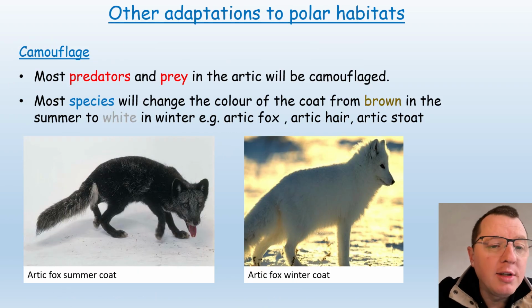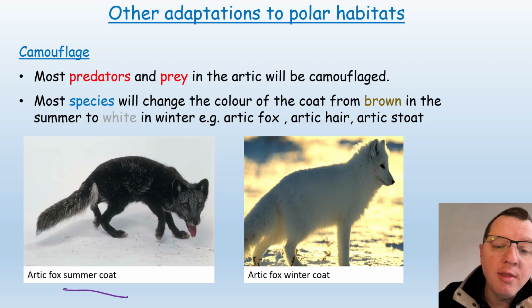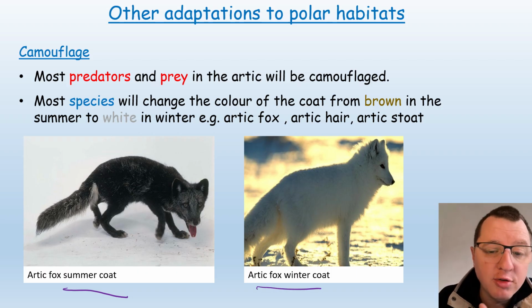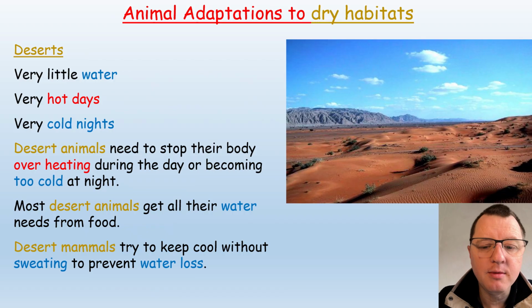Camouflage is another adaptation that animals often use, and most predators and prey in the Arctic will be camouflaged. However, most species will actually change the colour of their coat, the fur coat, from brown in the summer to white in the winter in order to maintain their camouflage as the snows begin to fall. And you can see that here. Here's the summer coat of the Arctic fox and the winter coat of the Arctic fox. You can see it's changed colour to continue its camouflage, and actually the winter coat is fluffier, furrier, trapping more air and therefore insulating the animal much better.